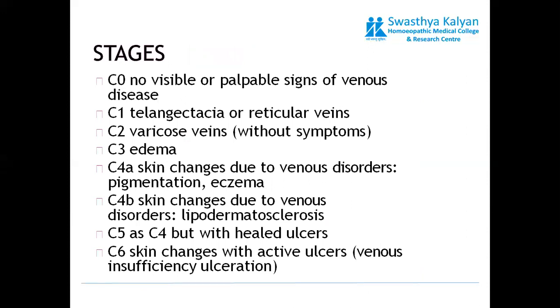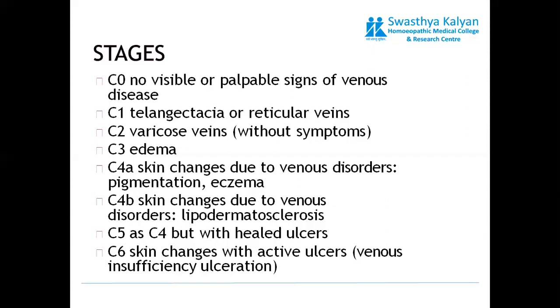Now, depending on the classification, as I said, initially the patient will have the other symptoms, and as the case progresses and the stagnation of blood continues for a long period of time, we have categorized it into several categories, C0 to C6. We have given them numeration. So in C0, no visible or palpable sign of venous disease. What is visible? That is, you don't see with your naked eyes that the veins are distended or engorged. And also, there are no palpable signs. That is, if you examine the legs of the patient, you won't find any veins engorged.